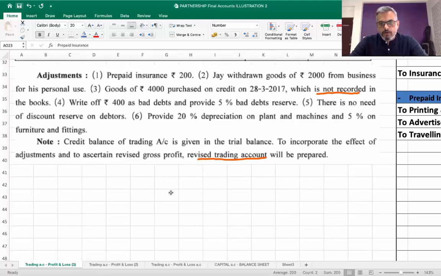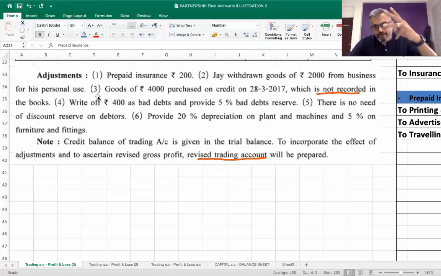Jai withdrew goods of 2000 from business for his personal use. Now Jai has withdrawn goods of 2000 for his personal use. Now over here we have to deduct it from purchase, but we don't have the actual purchase account because the trading account balance was already given. But here we have unrecorded purchase. So we deduct this from unrecorded purchase.